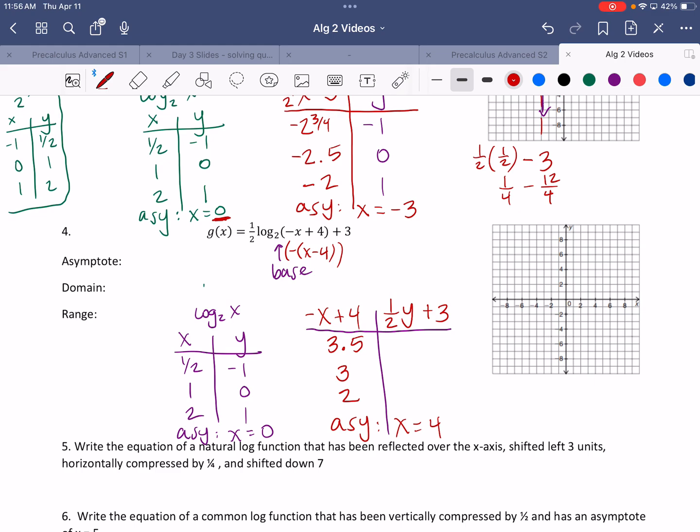Now I can go do the y's. So -1/2 plus 3. Plug in a 0. Plug in a 1.